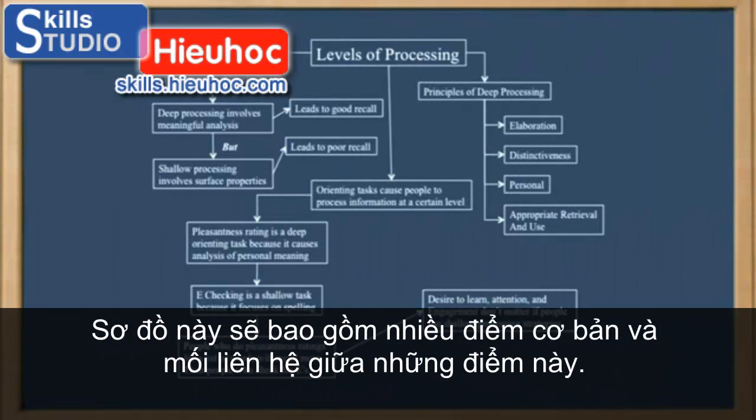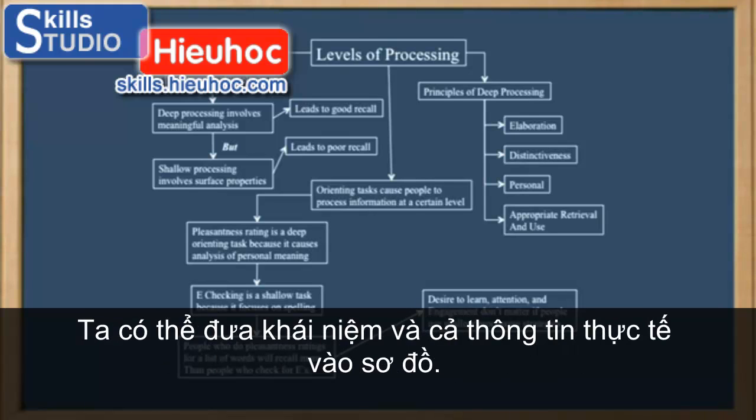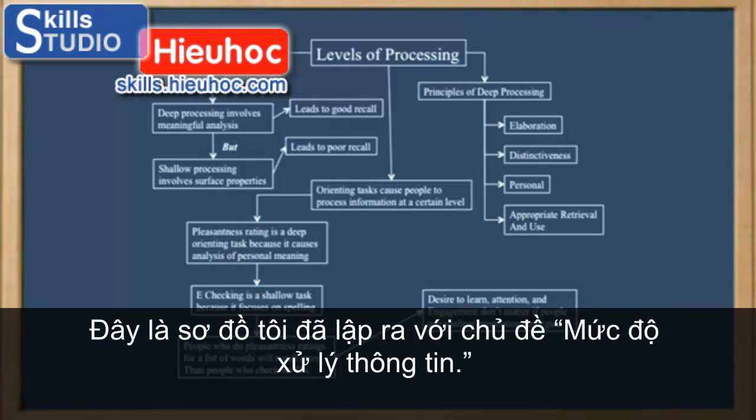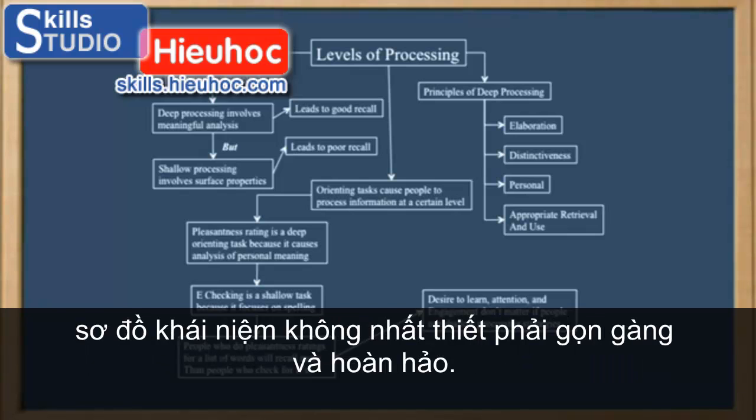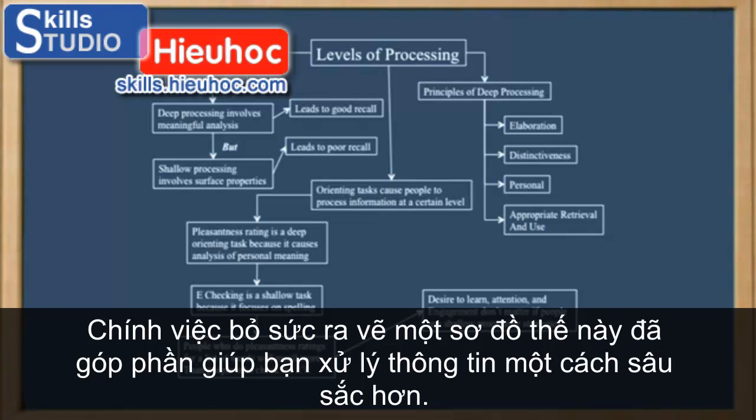A concept map is a diagram of nodes and links. The nodes are concepts or facts that are linked together. Here's a concept map I constructed for levels of processing. Concept maps take time and effort to do, but they don't have to be neat and perfect, and the very act of creating them helps you process information deeply.